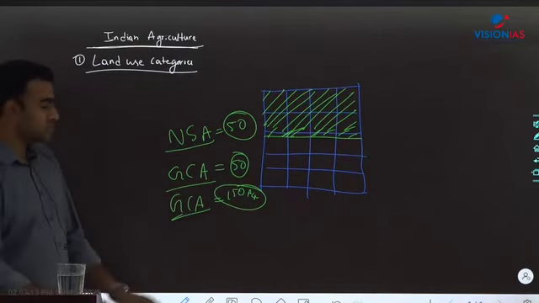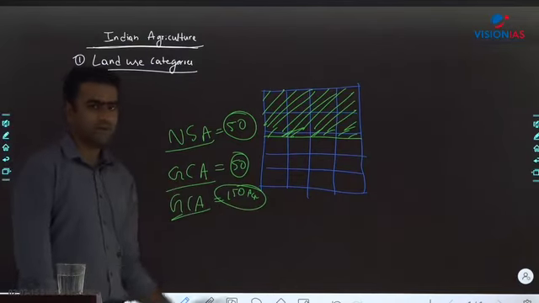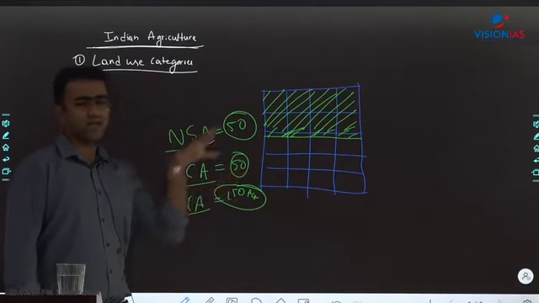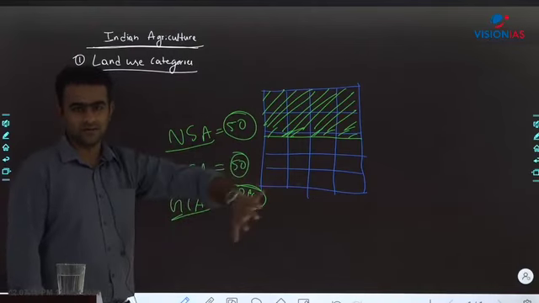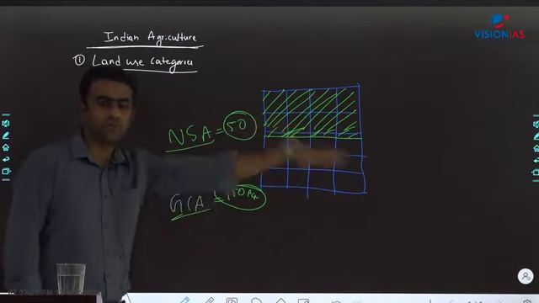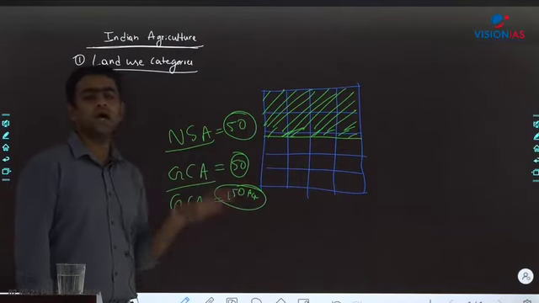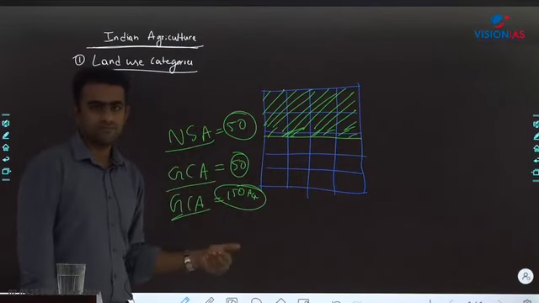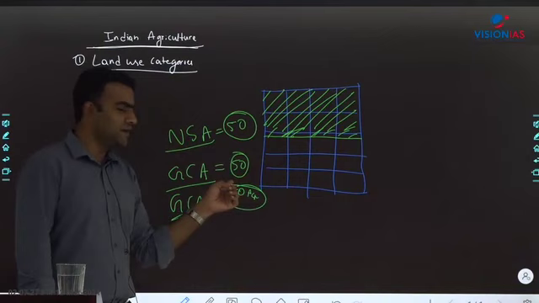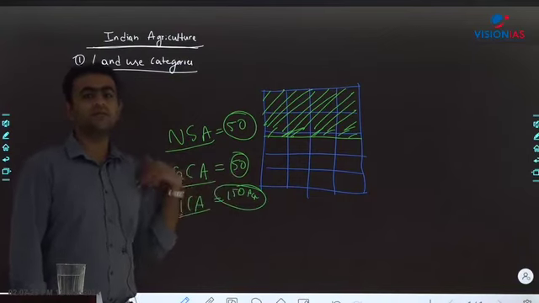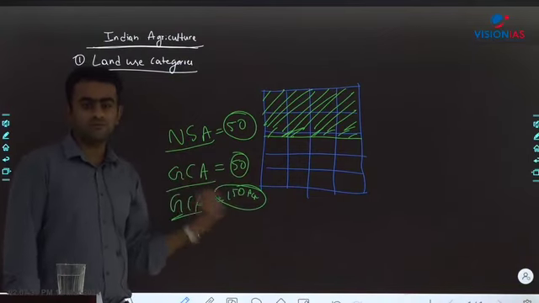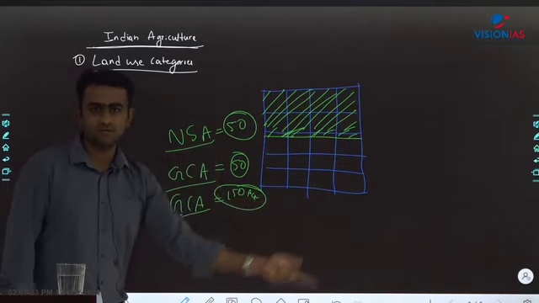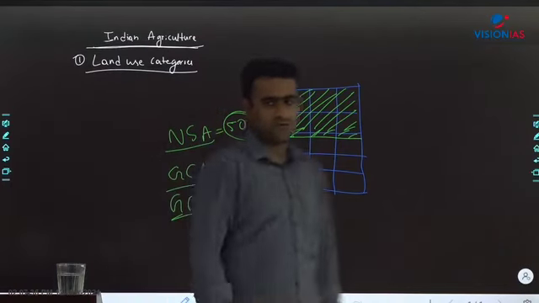Now you understood the difference between net sown area and gross cropped area. Net sown area is the actual area in which I am doing the agriculture, the actual area in which I am sowing. Gross cropped area accounts for multiple sowing. If I sow 2 times, it will be 100 acres. If I am sowing 3 times, it is 150. 4 times 200, 5 times 250. That is not really possible, but you get the idea, right?